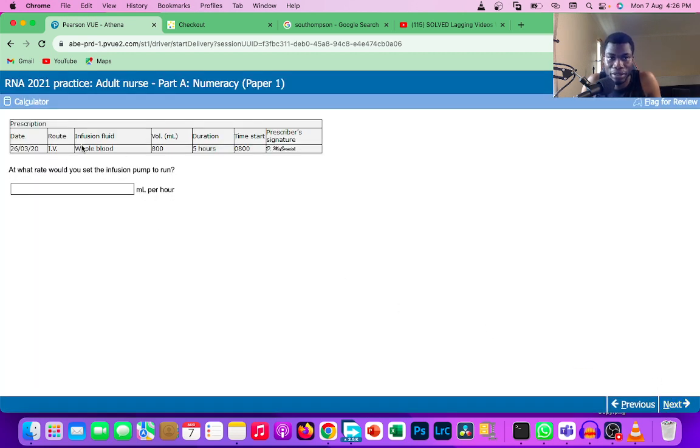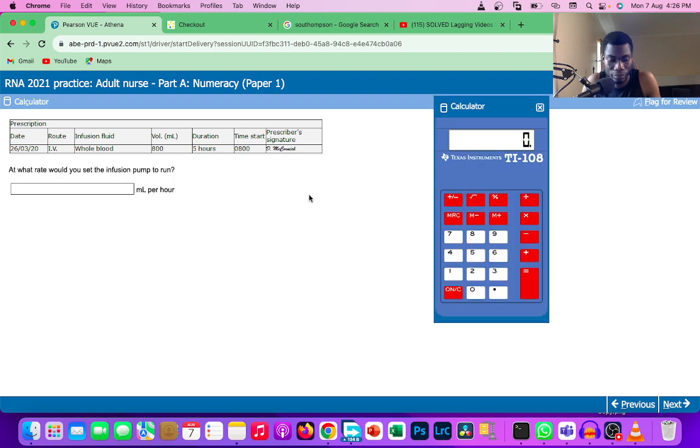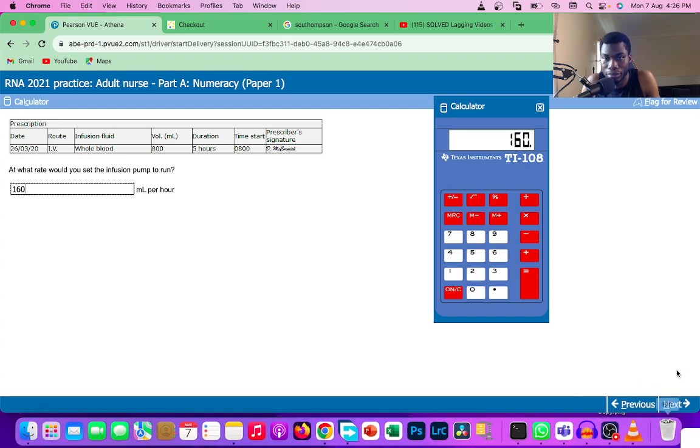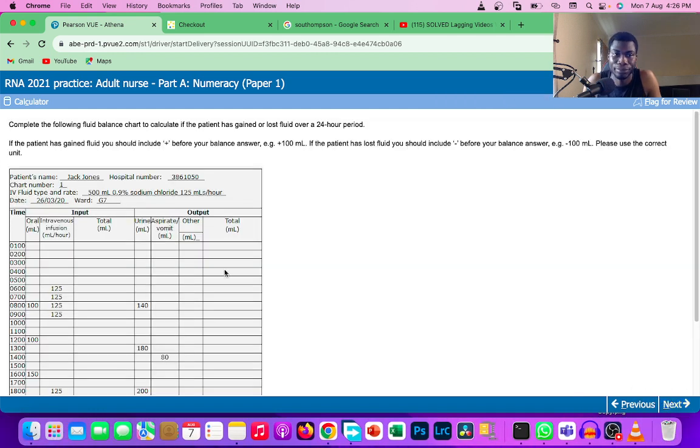And then another question, a whole blood and it's 800 mils is supposed to last for 5 hours. So how many per hour? This already in hours, so 800 divided by what? 5. So we have 800, then we divide it by 5, which is 160. So 160 mils is supposed to be delivered per hour. So we just go to next.